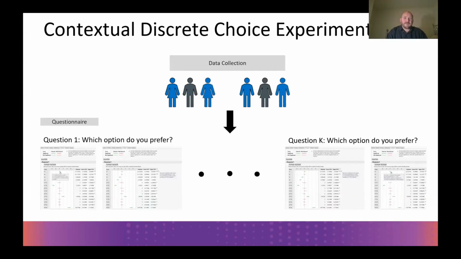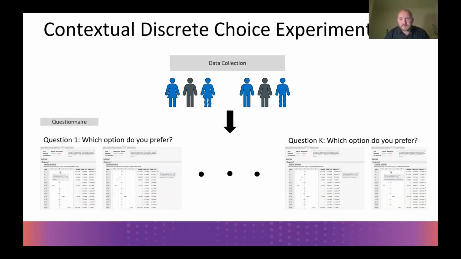So how we wanted to approach this problem was through the framework of contextual discrete choice experimentation. So I'll talk a little bit about what this framework is. First off, I'll talk about the data collection process.